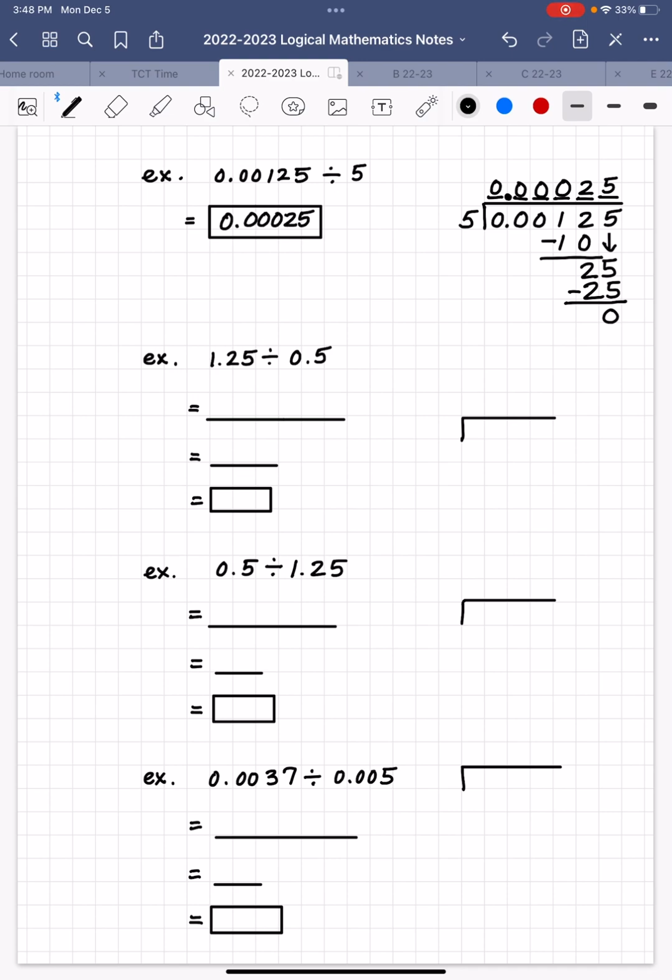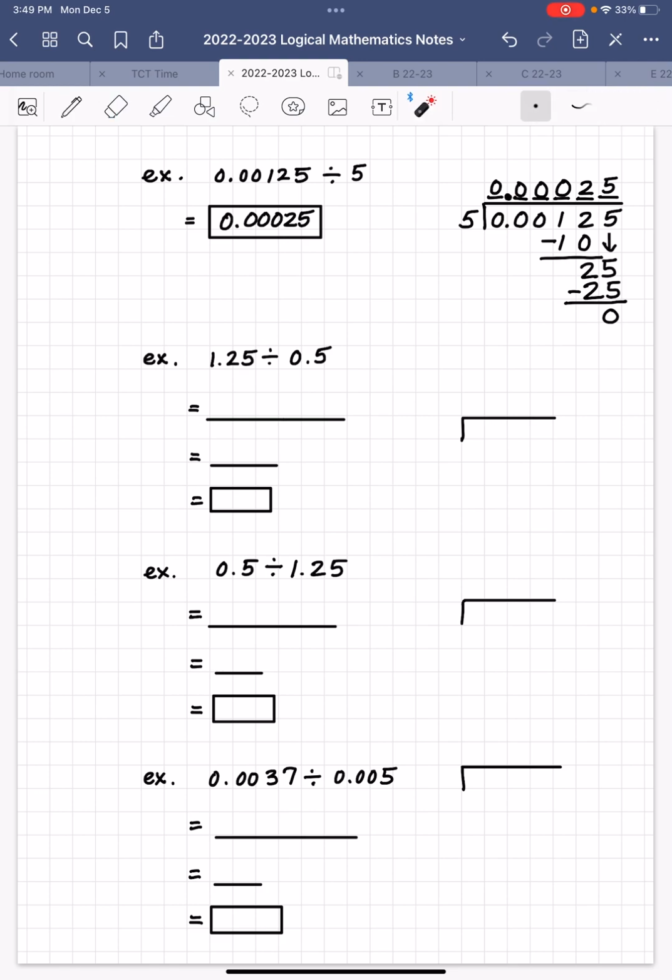0.00025, or 25... let's see what this is. Tenths, hundredths, thousandths, 10,000ths, 100,000ths. 25 100,000ths. Okay? So that's how we divide. If your divisor is a whole number, just divide as normal, okay? Make sure your decimal point gets copied right where it is in the dividend in the quotient. All right, here we go.